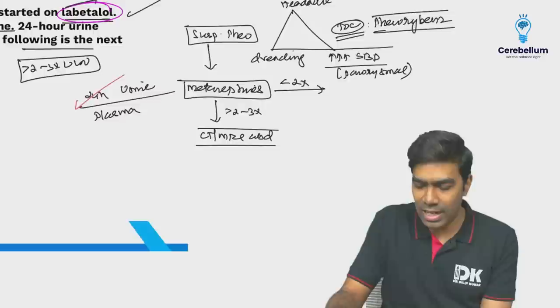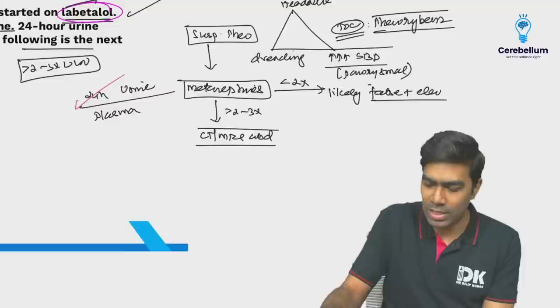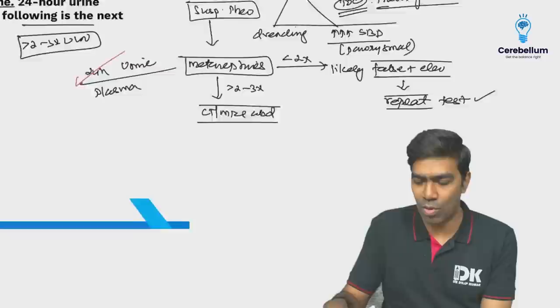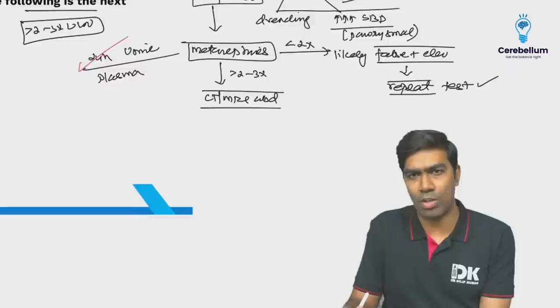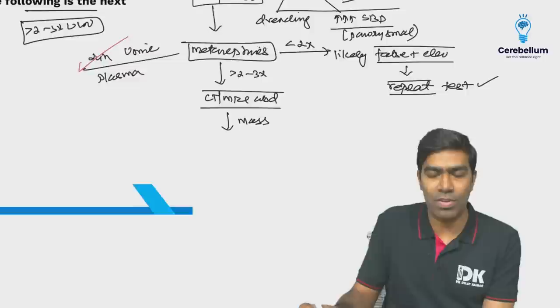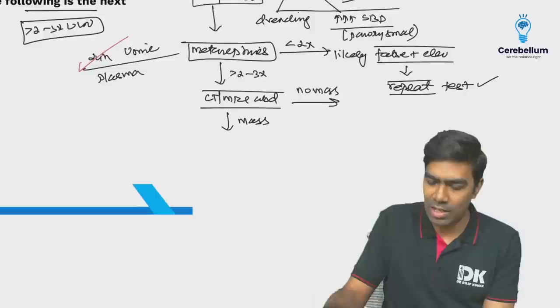In this situation, you repeat the sample after stopping the suspected drug. Repeat the test later on after stopping the suspected drug for 1 to 2 weeks. So it's a false positive elevation. If it's negative, means it's negative. That's all. It's not pheochromocytoma. If it's normal. So CT and MRI of the abdomen, if it shows a mass, now it's confirmed. It's pheochromocytoma only. But if it's not showing any mass, once again here, I'm going to think about a false positive elevation.